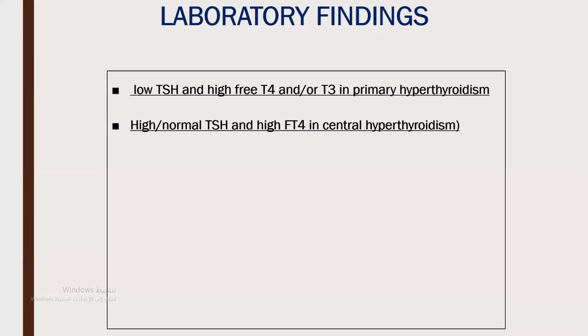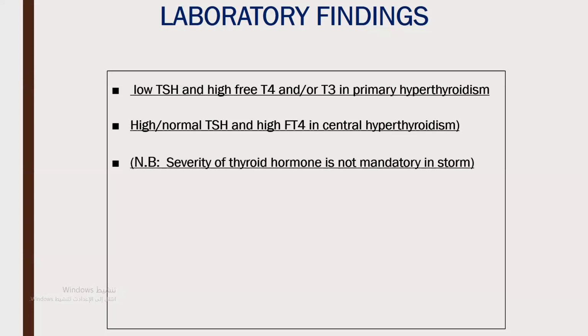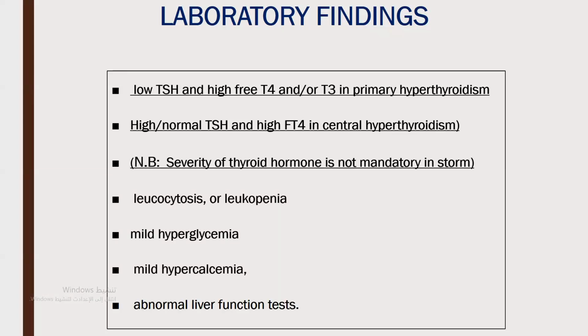What are the expected laboratory findings? Low TSH, high free T4 and/or T3 in primary hyperthyroidism. High or normal TSH and high FT4 in central hyperthyroidism. So hyperthyroidism also can be from the pituitary gland, and it is called central. In this situation, you will find high T3, high T4, with high TSH. Severity of thyroid hormone elevation is not mandatory in the storm. Leukocytosis or leukopenia, mild hyperglycemia, and mild hypercalcemia are also observed.